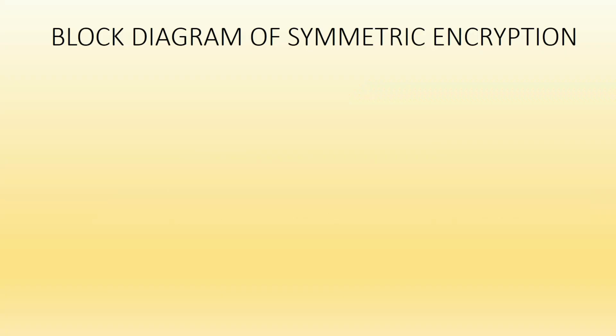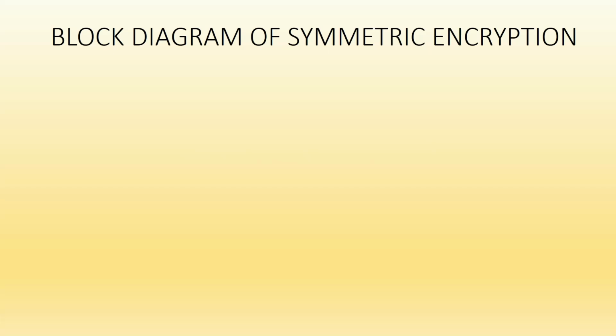Coming to the block diagram of symmetric encryption, as we all know, whenever we want to send a secret message to the other end over the internet, we have to encrypt the message and then send it to the other end so that the attackers cannot read the message. There are two types of encryption algorithms. One is called symmetric and the other is asymmetric. I have discussed the two methods in detail in the previous videos, whose link is provided in the description box.